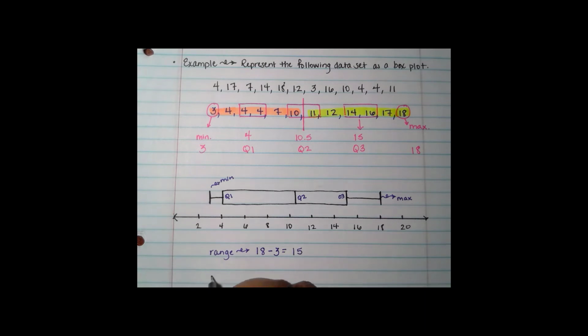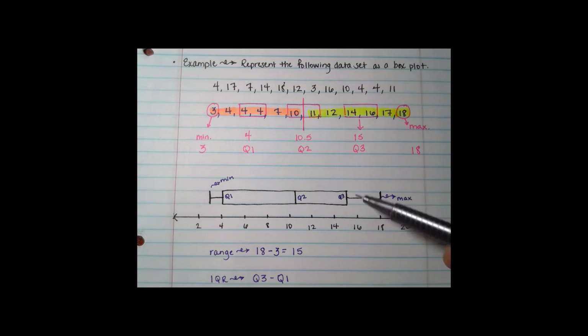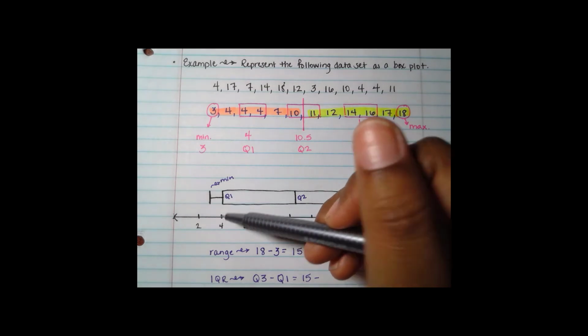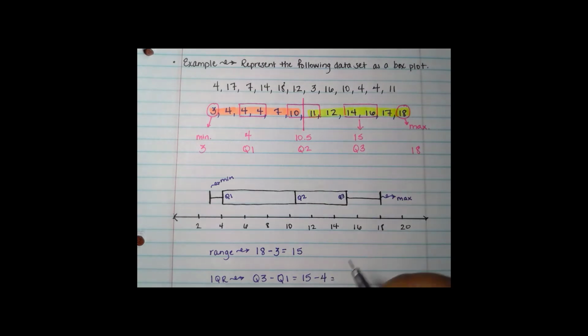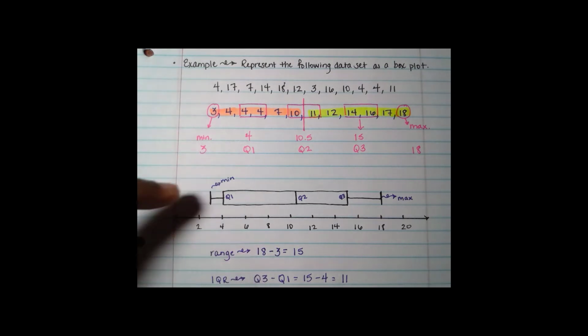I can calculate the IQR, which is Q3 minus Q1. Well, this line represents Q3, which is 15, minus Q1, which is this line, which is 4. So my IQR is 11. So once again, even though we don't have the original numbers, we can still calculate a lot of information just from having the box plot.